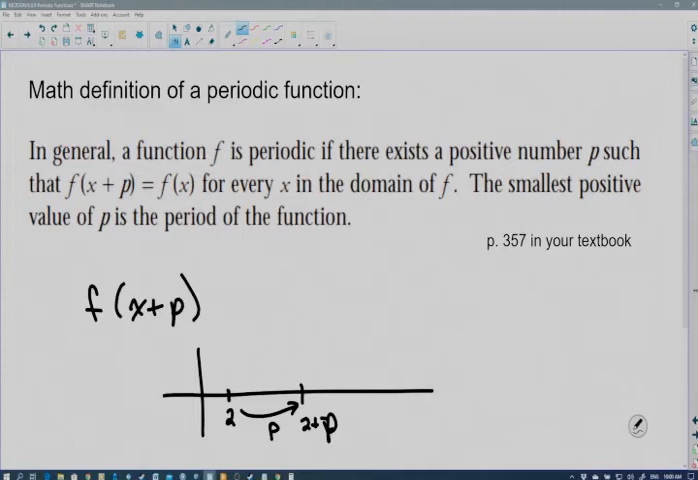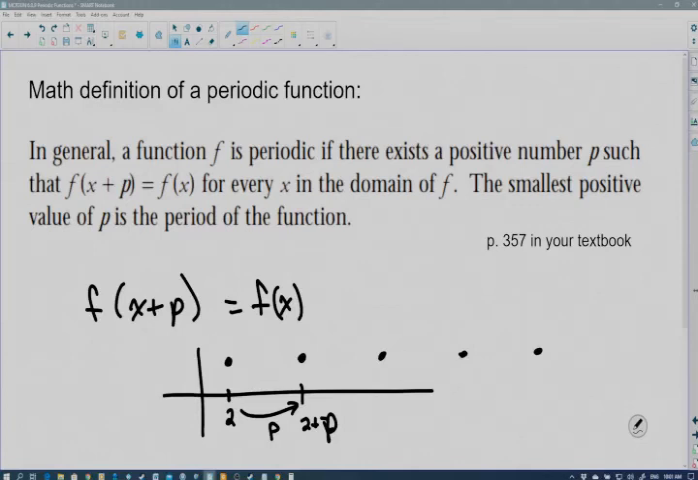If f of x plus p equals f of x, now what does that mean? F of x plus p is a y value. So if the y value at 2, which is our f of x, equals the y value at 2 plus p, which is our f of x plus p, the two y values are the same height. And if that happens for every x in the domain of f, so if that continuously happens, every time you add p to your point, you have a periodic function. The smallest positive value of p is the period of the function.